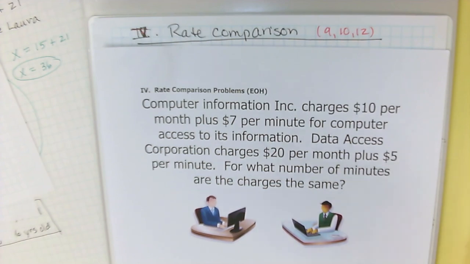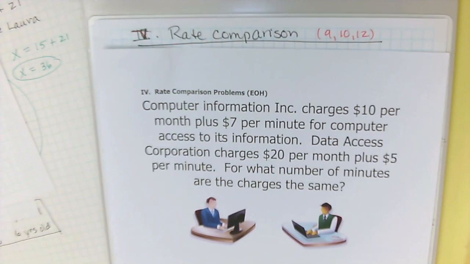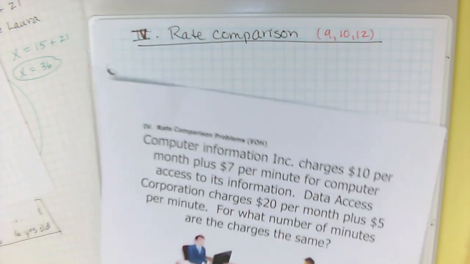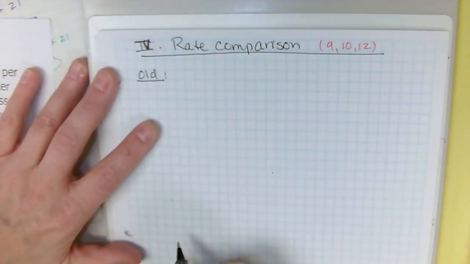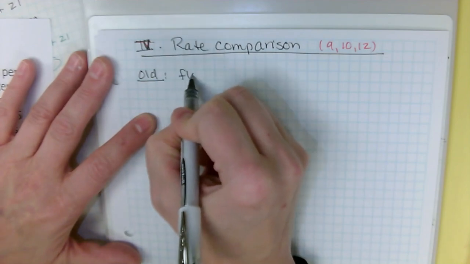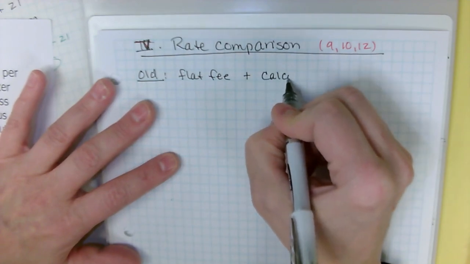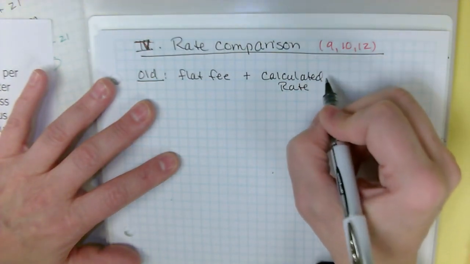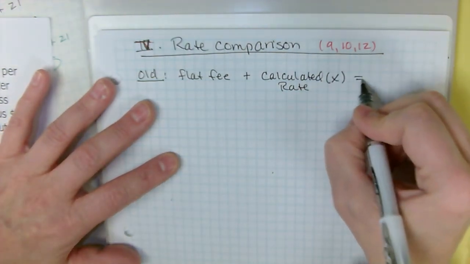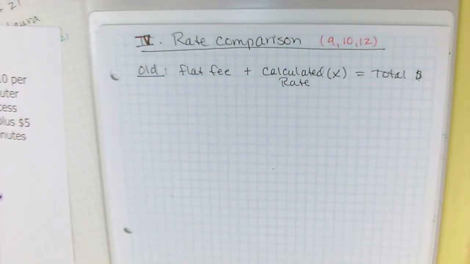So in a rate comparison, they're going to give you 2 separate rates, and you got to figure out when they're the same. Now, we've already done rate problems before. This is the same thing. We're just going to do 2 different rate problems and compare them with each other. So the old way that we put together rate comparison problems was you have a flat fee plus a calculated rate. This usually depends on minutes or seconds or pounds. So that's times X equals a total number of dollars. That's the old one that you guys did really well on first semester.